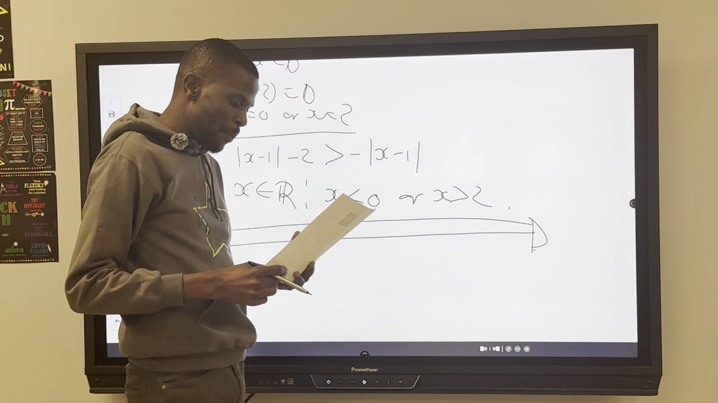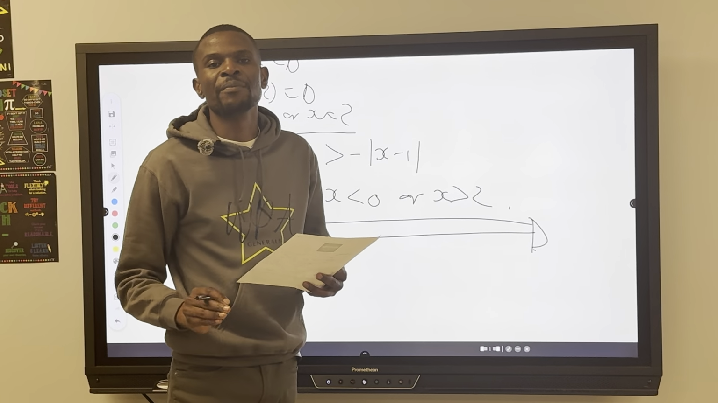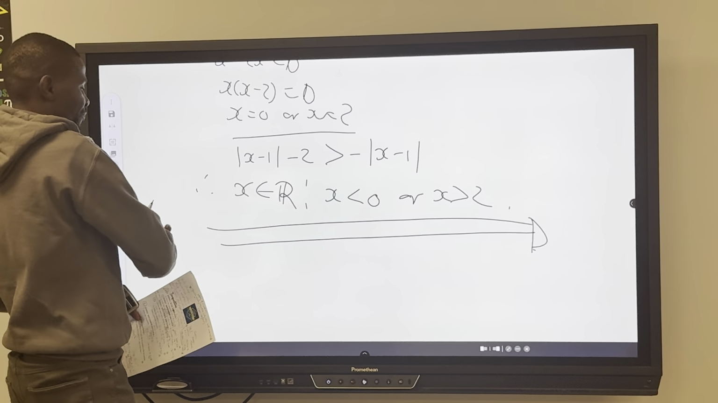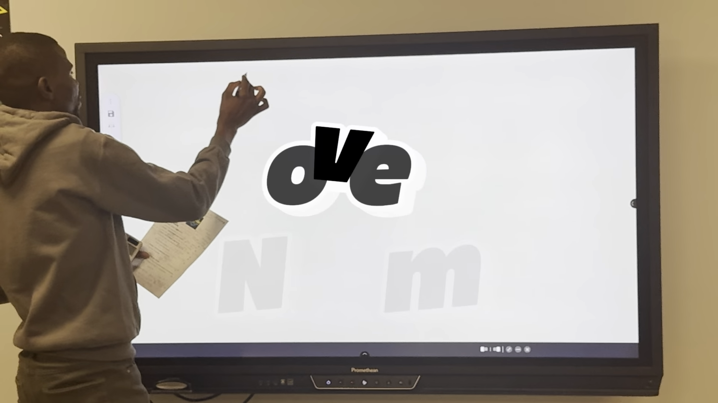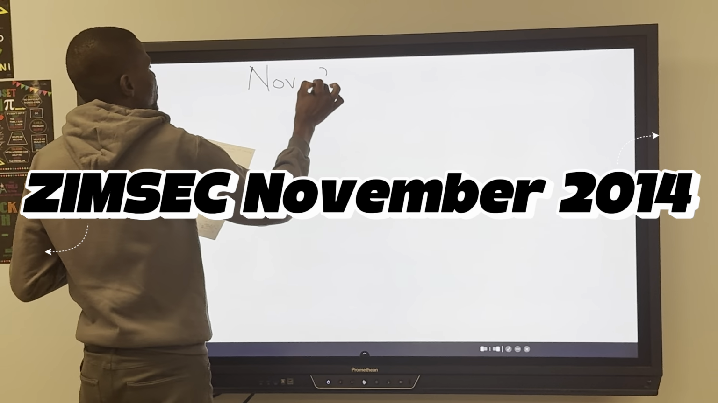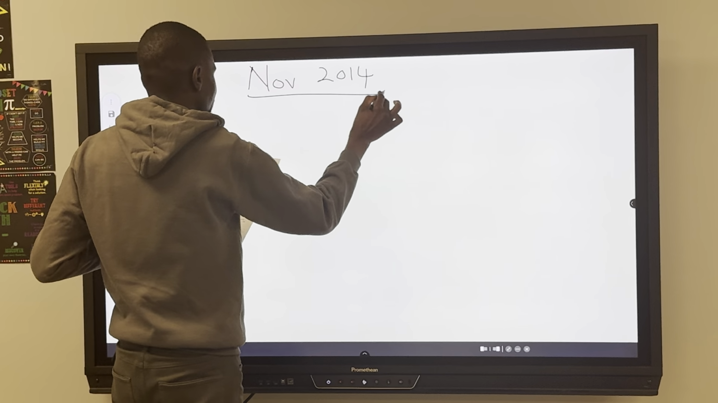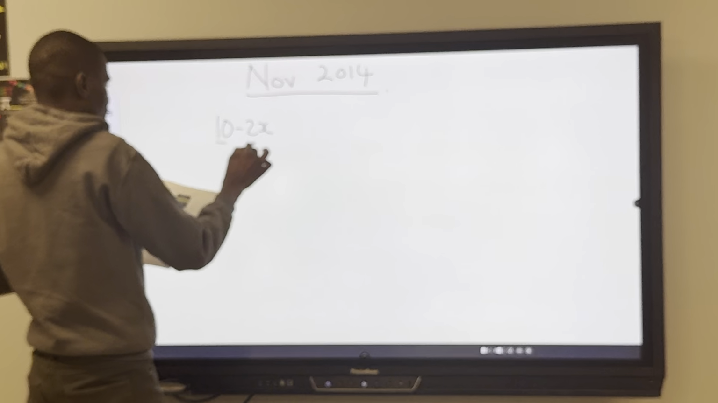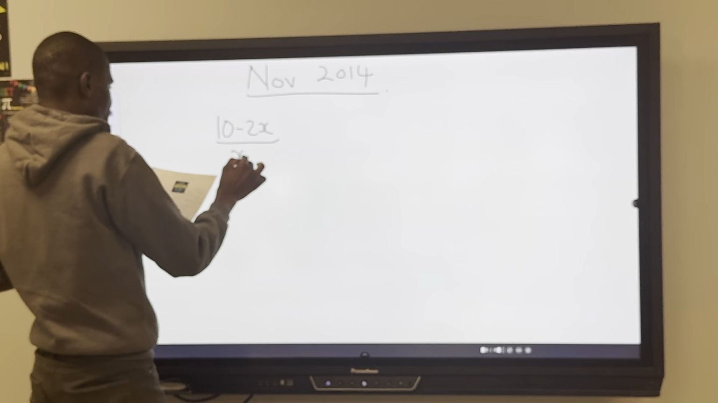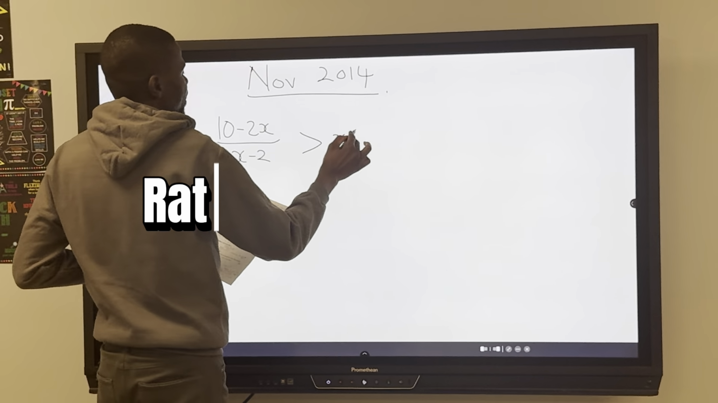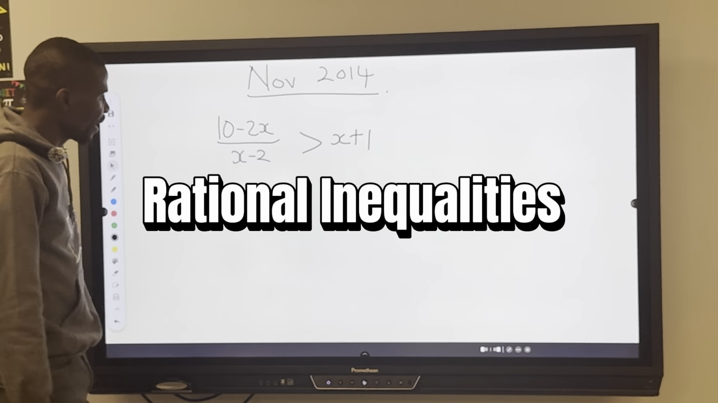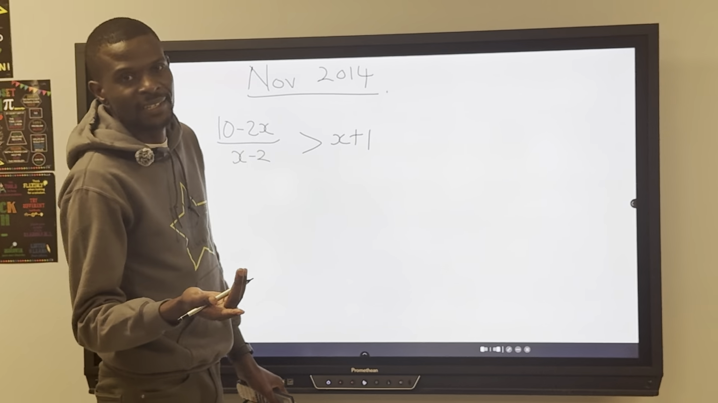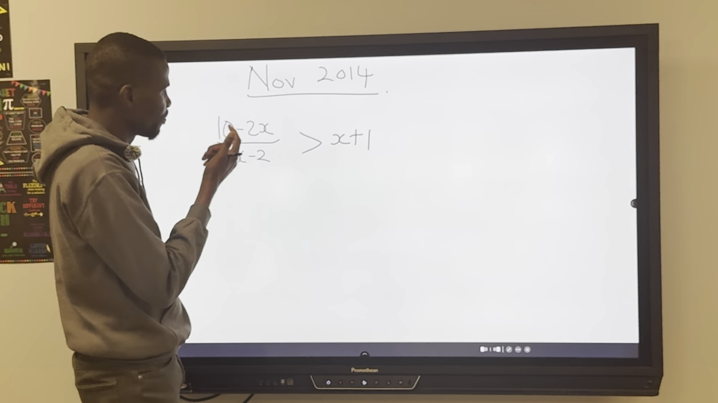So now we are moving on to November 2014, which is a rational function problem. Okay, so this is November 2014. All right, so we want to solve 10 minus 2x over x minus 2 is greater than x plus 1. So here, guys, let me start with the easy method.